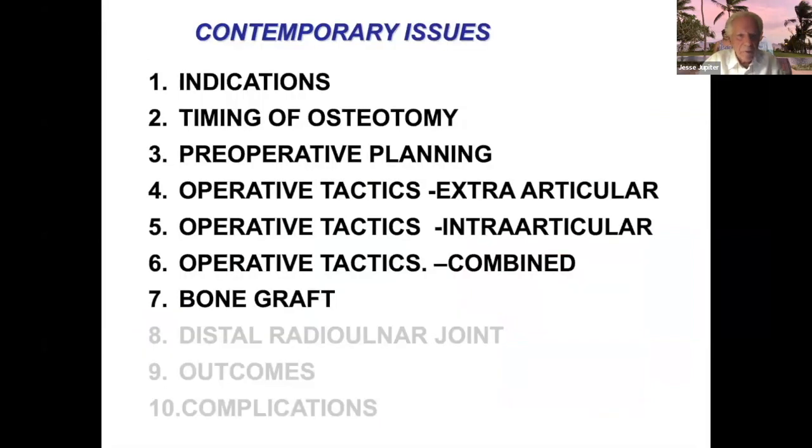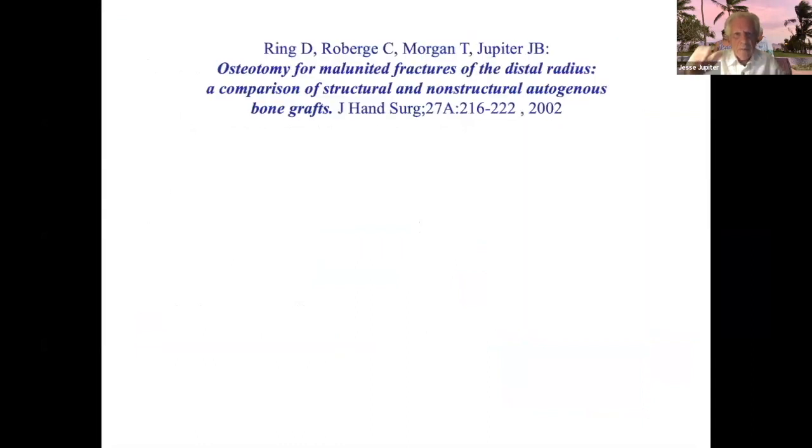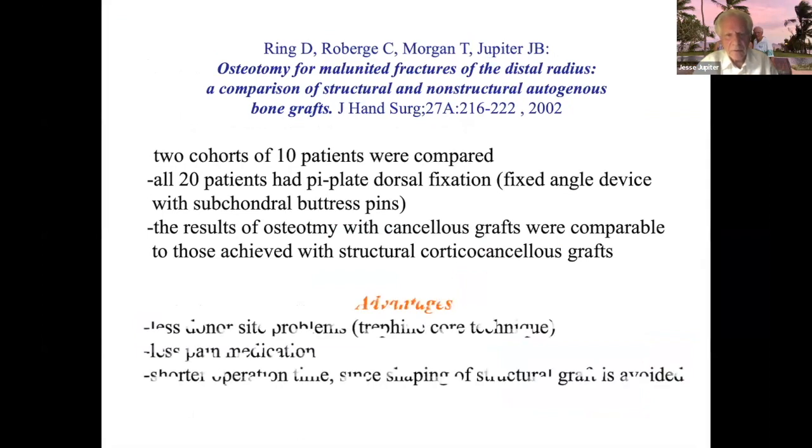You heard mention of bone graft. I won't spend a lot of time with this. There's a lot of different options, but I found once, as Emil mentioned, once we had locking capability for implants, there was no need to have a structural graft. And so we looked at another cohort of 10 patients compared with traditional corticocancellous graft versus cancellous graft.